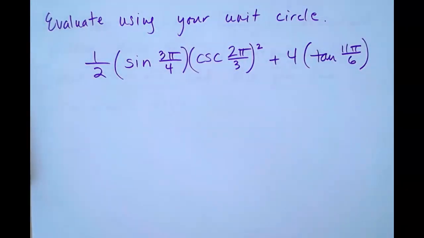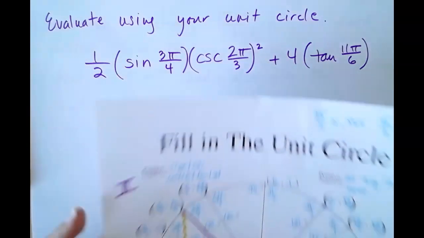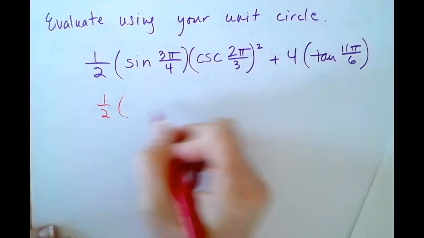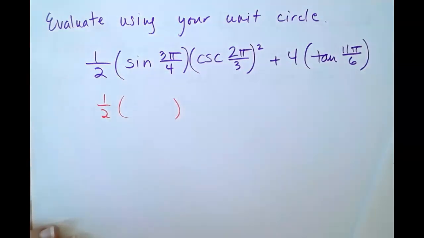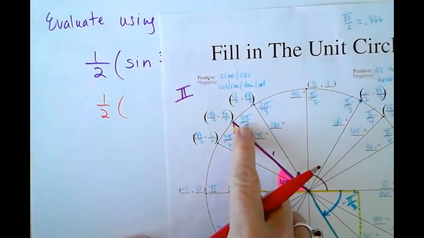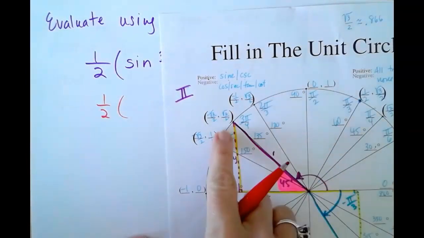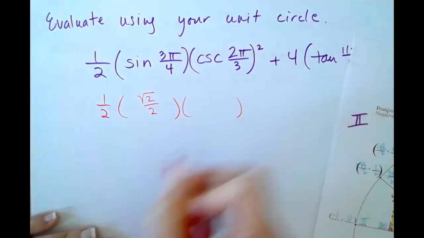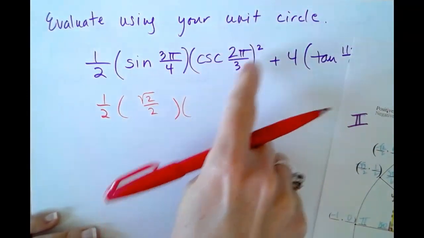Evaluate using your unit circle. Now, everybody is going to be filling out their unit circle the very first problem on our test. So I've got mine right here, and we are going to evaluate to get an exact answer. No decimal approximations here. So we've got 1/2 and then sine at 3 pi over 4. So we go to 3 pi over 4. The sine on the unit circle is the y-coordinate. That is root 2 over 2, times the cosecant of 2 pi over 3, squared.